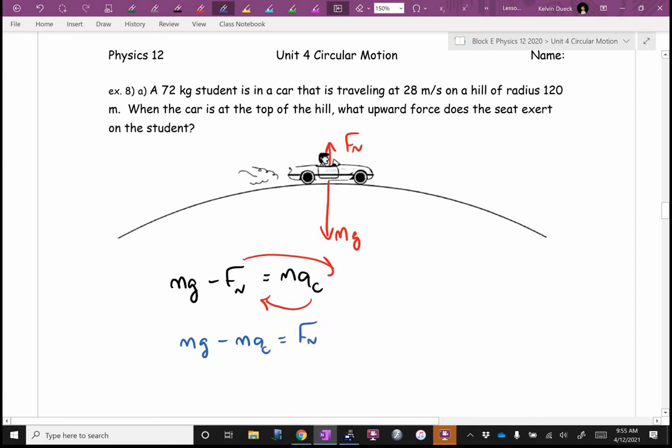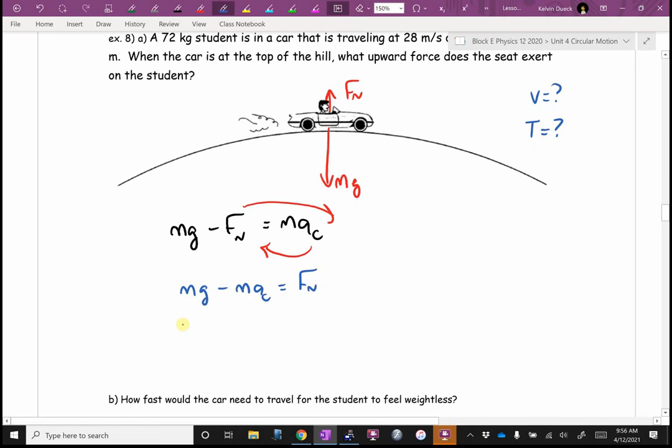Now I need to figure out which version of a to use. And to figure out which version of a to use, they're either going to give you or ask for speed, or they're going to give you or ask for period. Which one did they give me here? I know I haven't done one yet where we're using the T one. We will, but I think speed, yes? So this is going to be mg minus mv squared over r. And do you mind? I'm going to put Fn on the left-hand side.